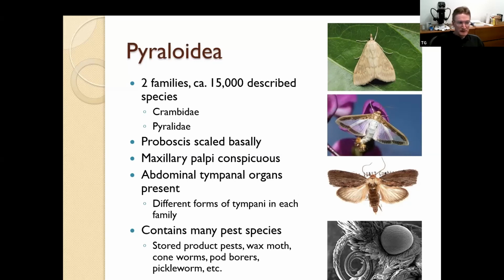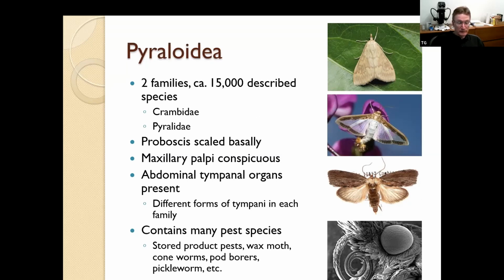But this group contains many pest species. The wax moth is one you might have heard of before. Pickleworm, this thing here, Diaphania, these sorts of things are very common sometimes in the tropics. And so pyraloids are something that you might encounter quite often as well. You can see a lot of these species have some very triangular wings. And again, they don't have this distinctive point on the hind wing like you would see in a Gilligan.